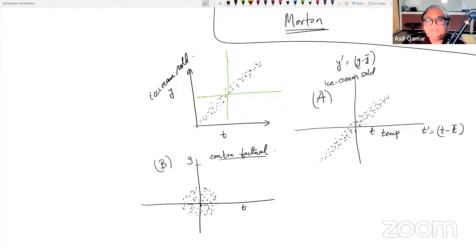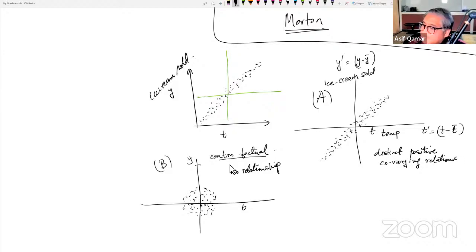So then the question comes, there is no relationship. On the other hand, here there is a relationship, a distinct, positive, co-varying relationship, isn't it? So one is informative, while the other just says the input variable and this data is non-informative. There is no relationship here at all.